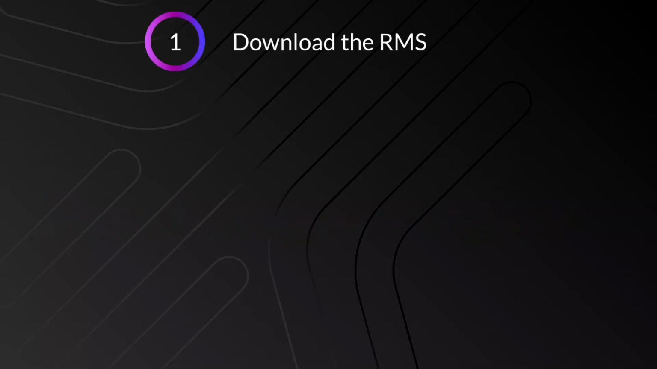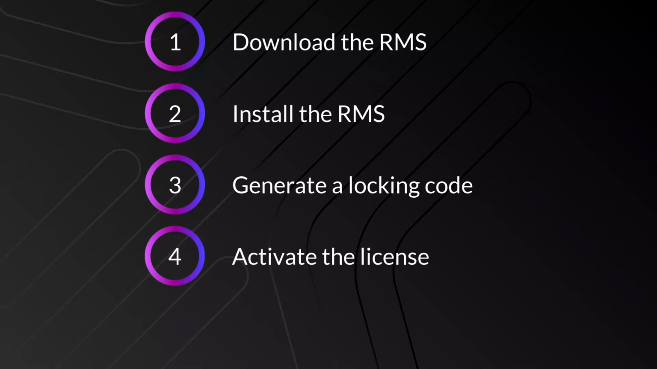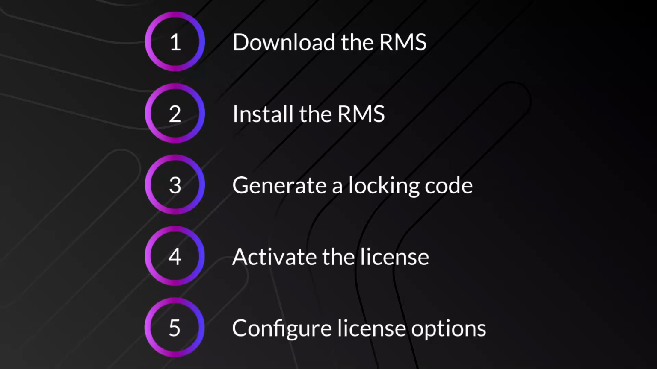To get your environment working, you download the RMS installation package, install the RMS with the option to configure the license later, generate the login code, activate the license, and configure the license file and assignment settings.